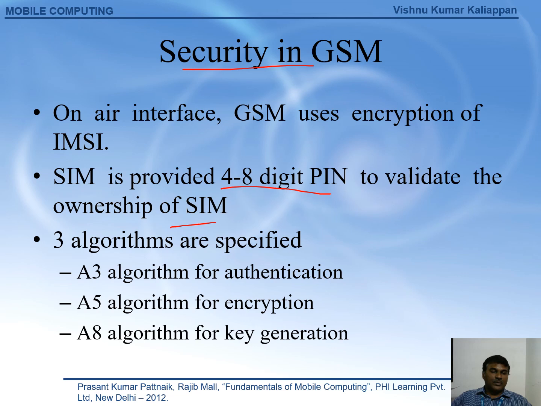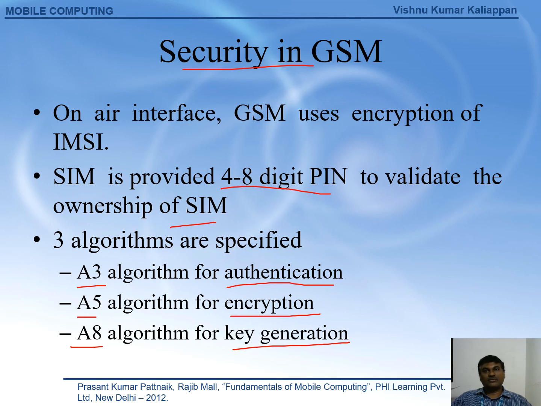For this entire end-to-end process, three security algorithms are utilized by GSM. The first one is A3, the second one is A5, and the third one is A8. The A3 algorithm is used for authentication of the user, and the A5 algorithm is used to encrypt the data two-way, from the handset to the infrastructure, and from the infrastructure to the mobile equipment or handset. The A8 algorithm is used for generation of the key. So we have three algorithms for security in GSM.